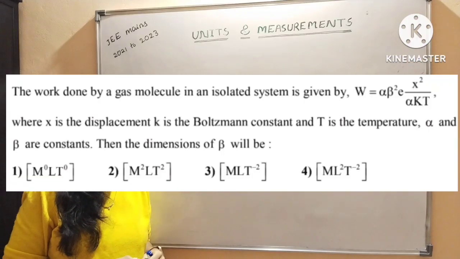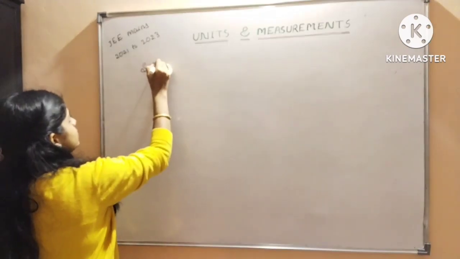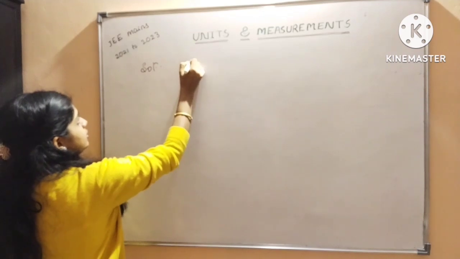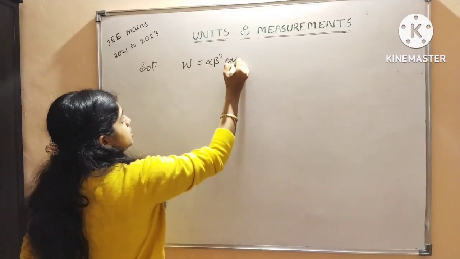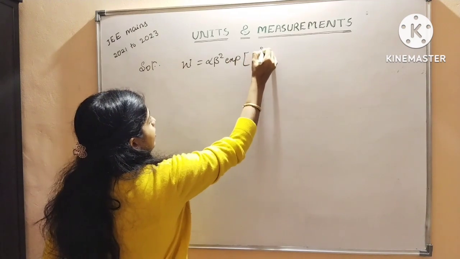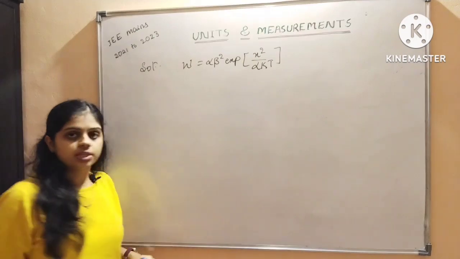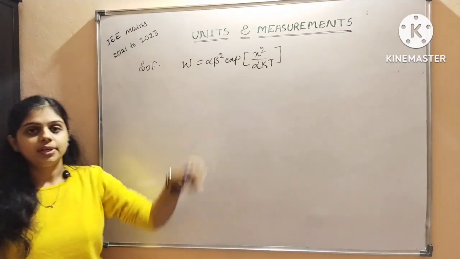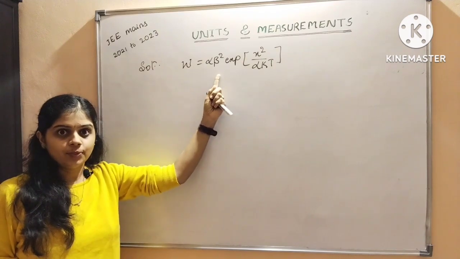Let's go for the next question. In this question, work done is given as alpha beta square into exponential of x square by alpha kt. Many times minus x square by alpha kt will be asked, but the dimension is same. We have to find the dimension of beta.